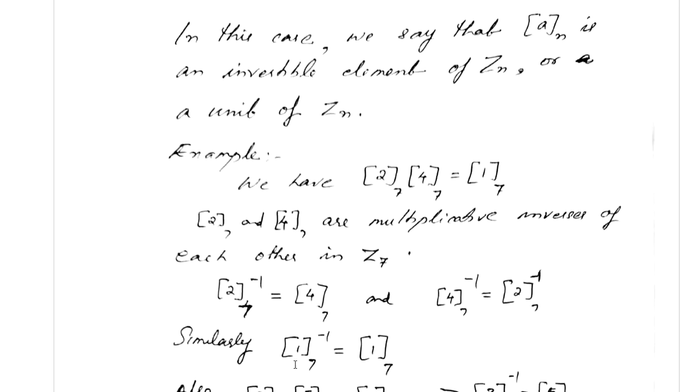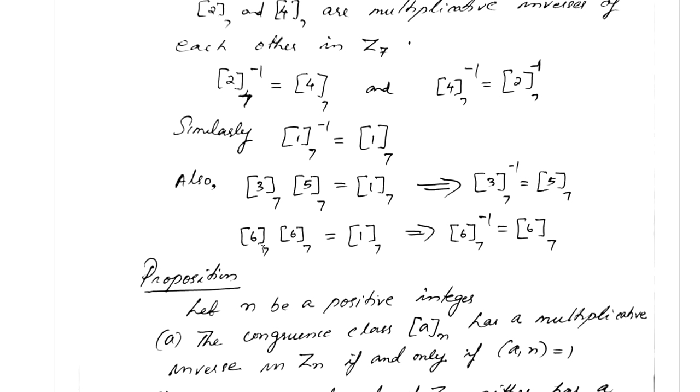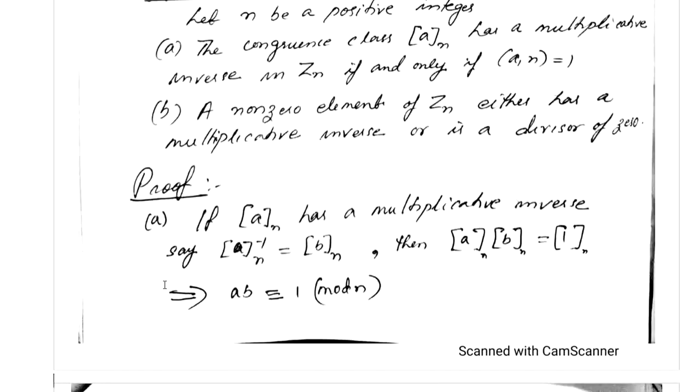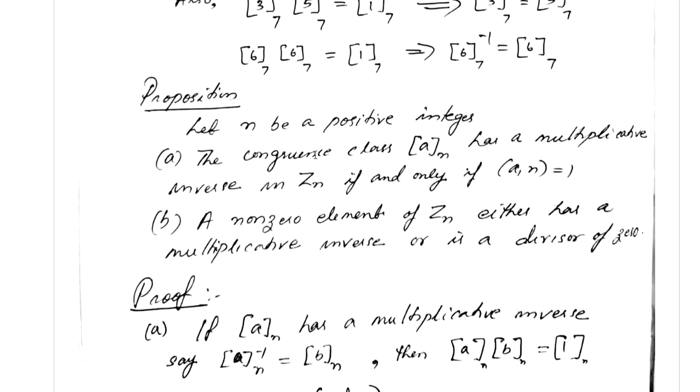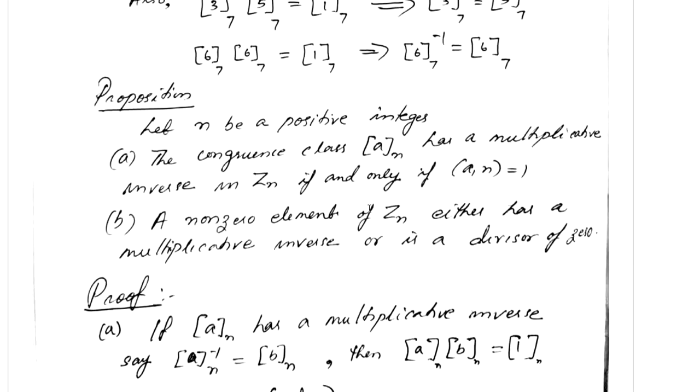Similarly, the multiplicative inverse of class of 1 is same as class of 1. Similarly, class of 6 multiplied with itself gives the class of 1. So, class 6 also has the multiplicative inverse class 6 itself. Then the proposition: let n be a positive integer. The congruence class of A has a multiplicative inverse in Zn if and only if GCD of A and n equal to 1. And the statement B says that a non-zero element of Zn either has a multiplicative inverse or is a divisor of 0.